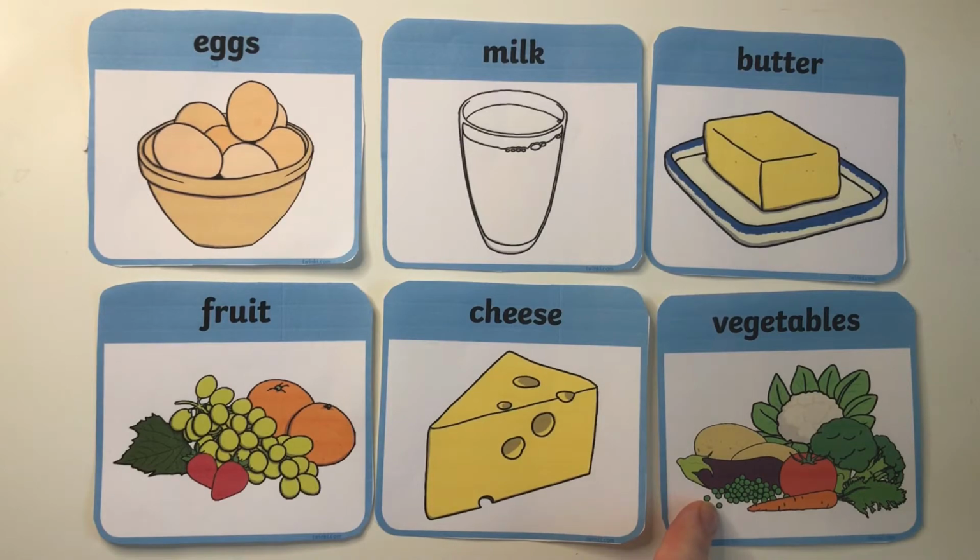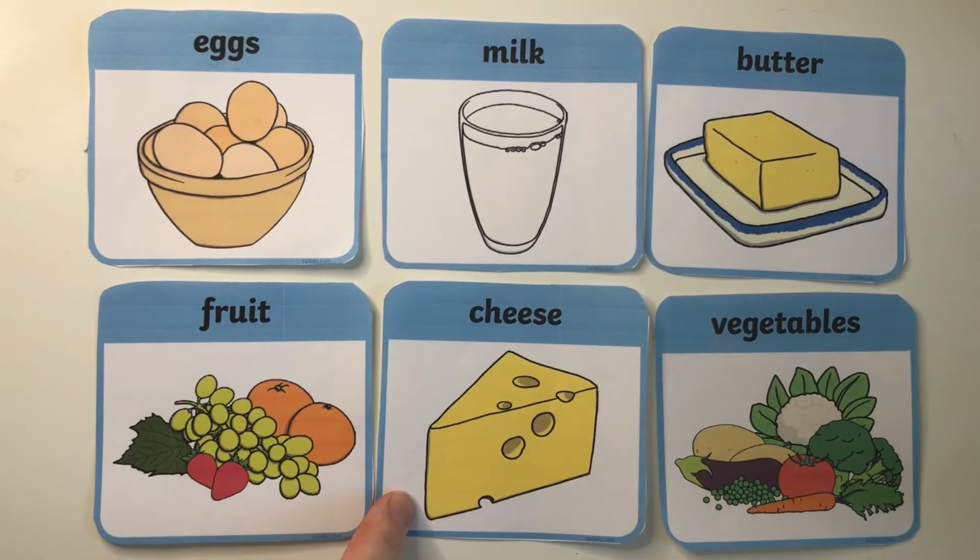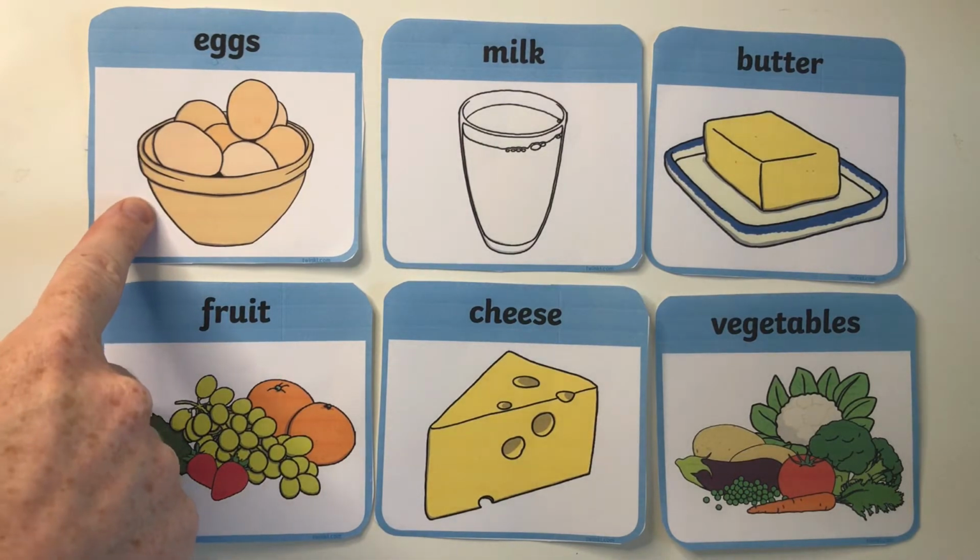Idea 1, silly voice repeat. Simply hold up a card, point to it, ask your little one to repeat it after you, but choose some silly voices to make it much more fun. So you could whisper, or you could say it in a grumpy voice, or you could say it in a happy voice and get them to try and copy. Vegetables. Cheese. Eggs.